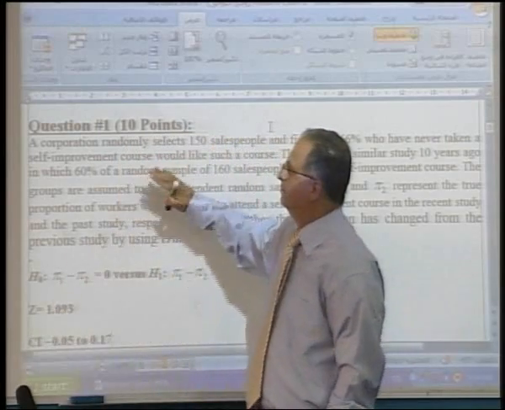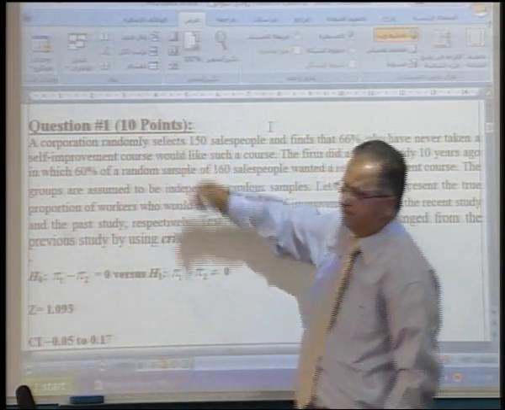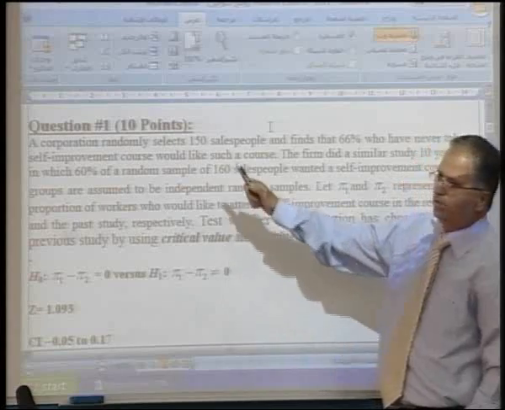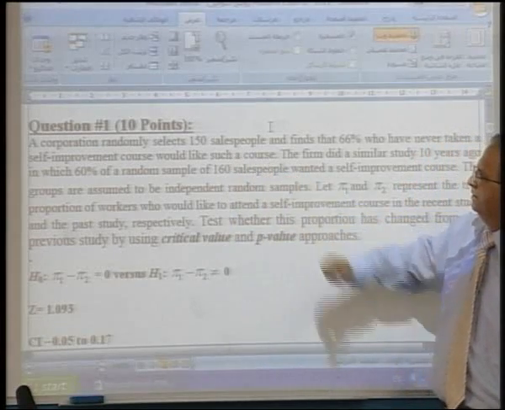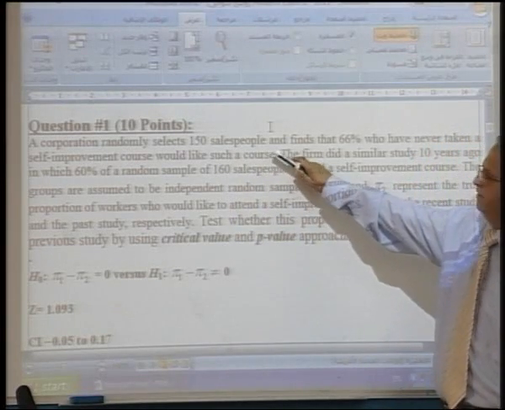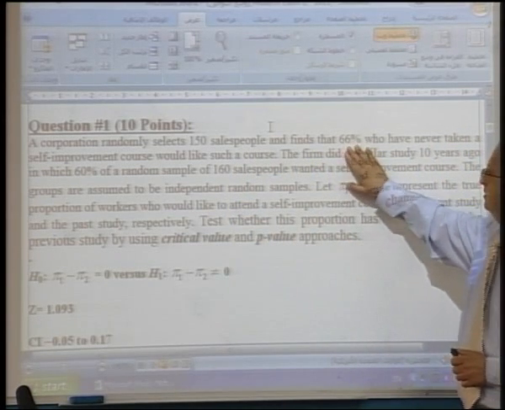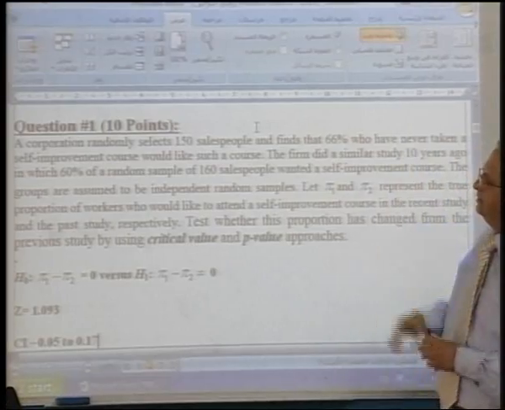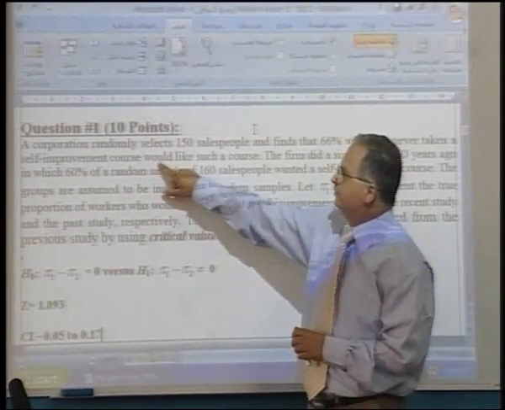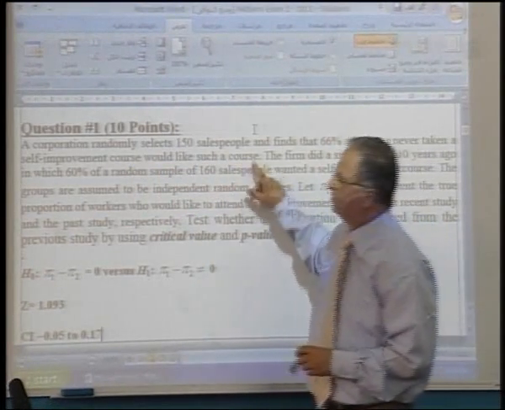Second midterm exam. Question number 1. A corporation randomly selects 150 salespeople and finds that 66% who have never taken a self-improvement course would like such a course.